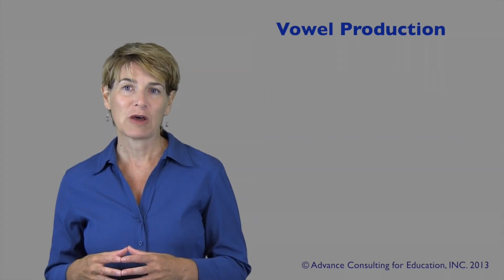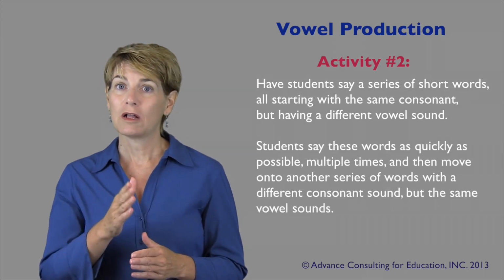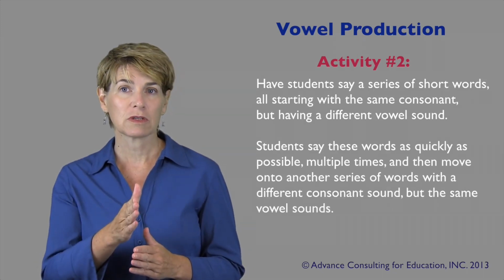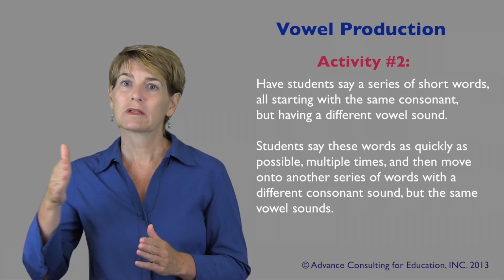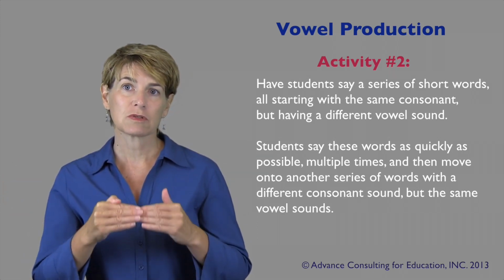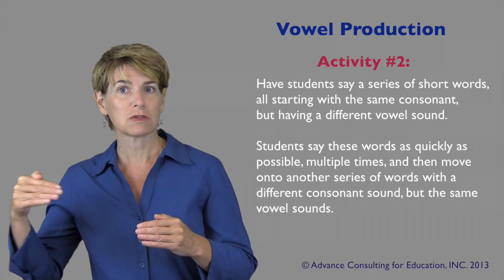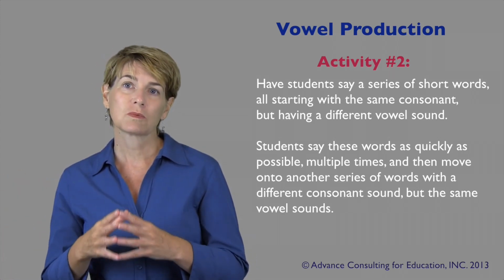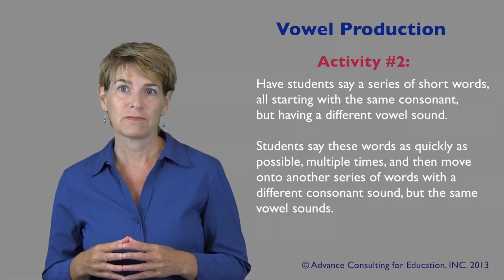Another activity for vowel production is to have students say a series of short words, all of which start with the same consonant, but which have a different vowel sound. And they say these words as quickly as possible, multiple times, and then move on to another series of short words that start with a different consonant but have the same series of vowel sounds. You'll see these words given in your handout under the second vowel production activity.